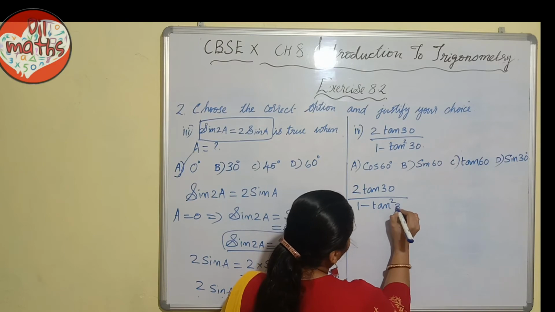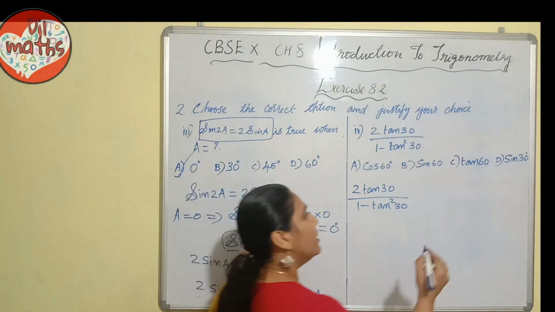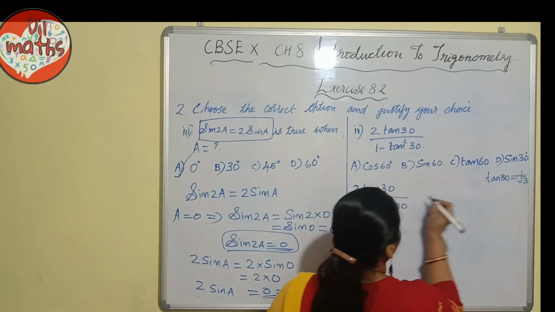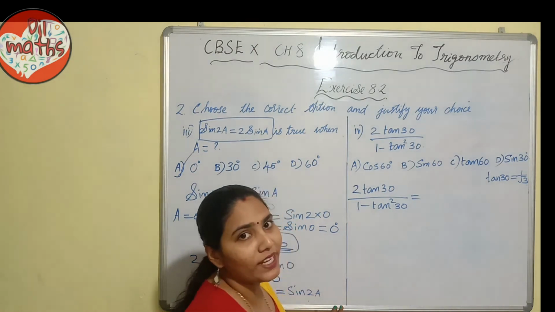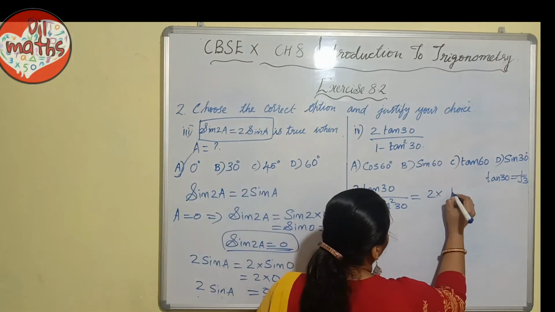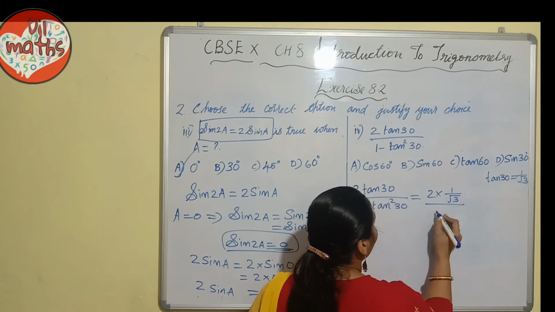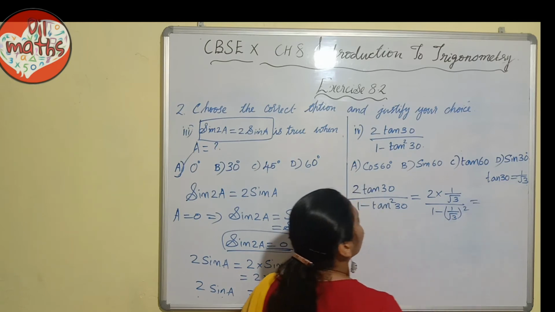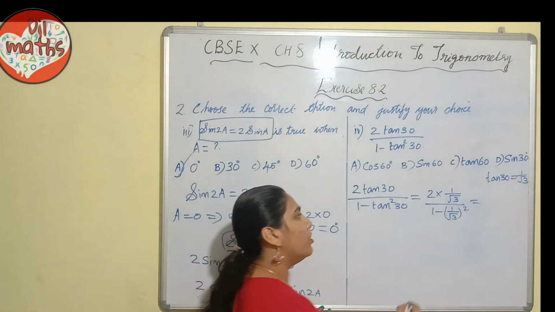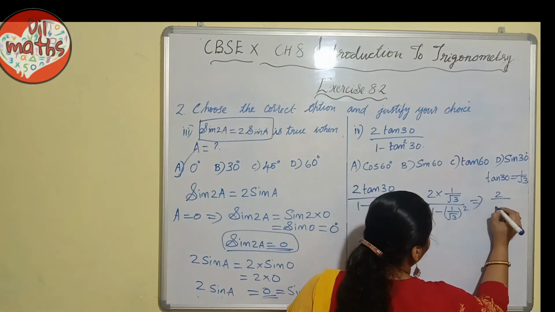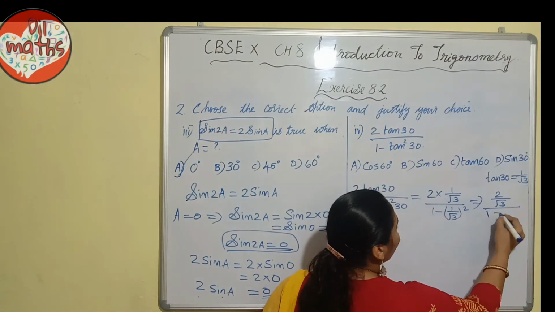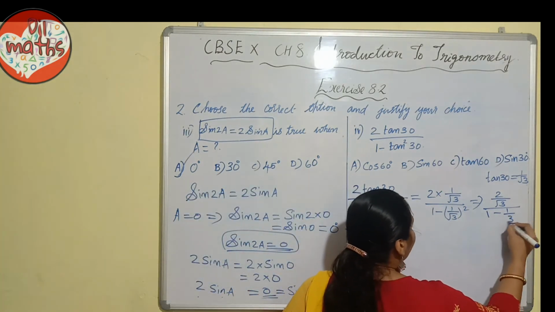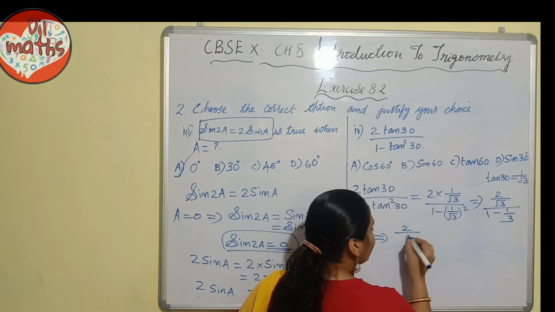And what is the value of tan 30? Tan 30 is equal to 1 by root 3. Tan 30 is equal to 1 divided by root 3, and that's equal to what we'll write here? 2 into tan 30. 2 into 1 by root 3 divided by 1 minus tan square 30. 1 by root 3 the whole square. That's equal to 2 into 1 by root 3 is equal to 2 by root 3, isn't it? 2 divided by root 3 whole divided by 1 minus 1 by root 3 the whole square. 1 square by root 3 square, that's equal to 1 by 3. And which will imply 2 by root 3.